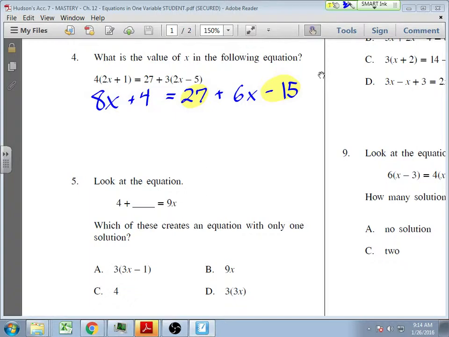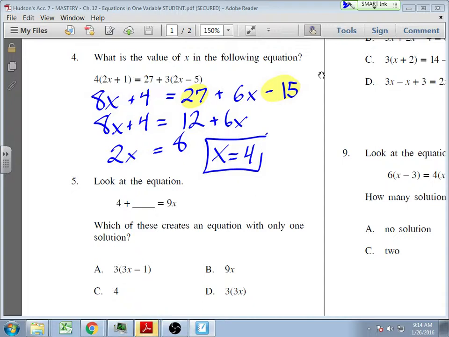So 27 minus 15, those combine on my right side. Nothing happens on my left side. I get 12 plus 6x. I always like to take my variables to the side that is bigger currently. So 8x, I'll take 6x away from both sides. I now get 2x. If I take my constant over to my right side, I will subtract 4. I get 8. So then when I divide, I get x is equal to 4. You don't need more explanations than what I'm giving because I'm working fast. I'm assuming that you can figure out what I'm doing in between the steps.